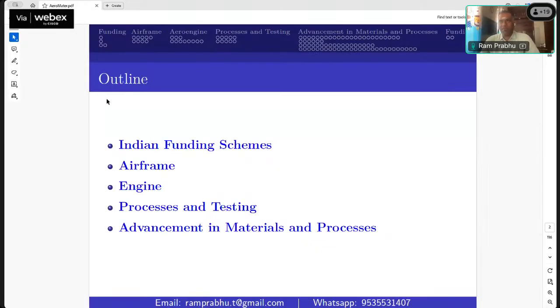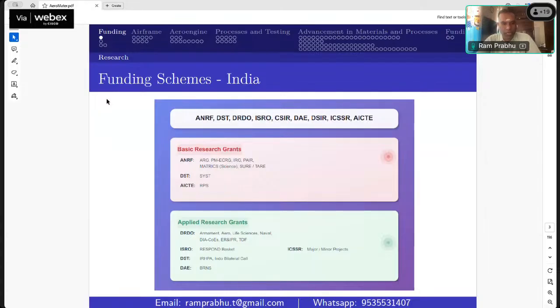So I'll start with the funding schemes in India. I'm sure NIT professors are well versed with what the funding agencies in the country are. But for the benefit of other stakeholders in today's session, I'll give a brief overview of the funding schemes and funding bodies in India. Anusandhan National Research Foundation is the newly set up body, and the SERB funding body is dissolved, which has been replaced by ANRF.